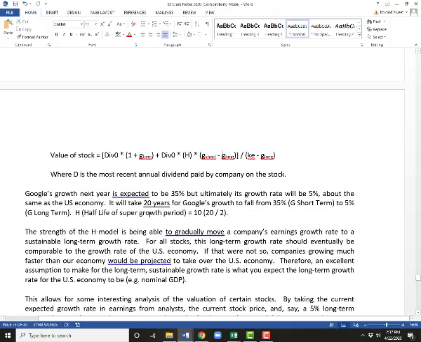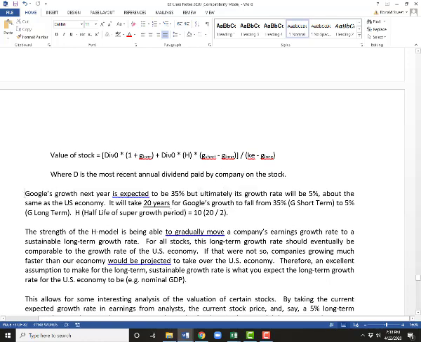As sophisticated as the model is and as great a job as it does, in a very simple formula it gives you a very sophisticated analysis of your firm. So you might say, okay, Google's growth rate next year is going to be 35%. I wouldn't probably go that high. But ultimately, it's going to grow at 5%, which is what the economy is going to grow. It's going to take 20 years. So your short-term growth rate is 35%. Your H is 10 because 20 divided by 2. So that could be your model.